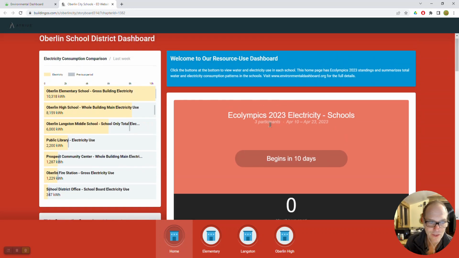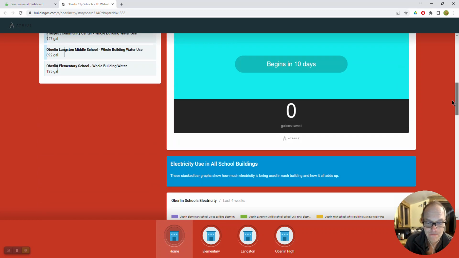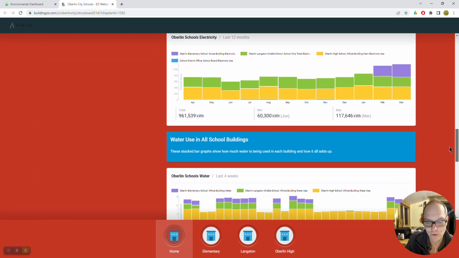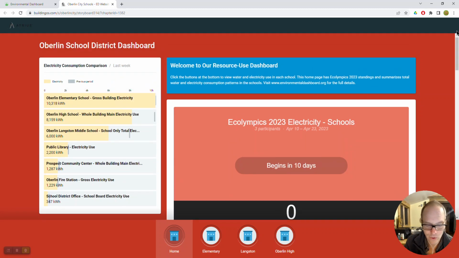But this is another place where you'll see the results of the competition. In this case, only the competition between the schools, but those will show up here. There's a little bit of comparison school data below there. But I think for most people, what they're going to want to do is go straight to their school. The simplest dashboard for a school is Langston.